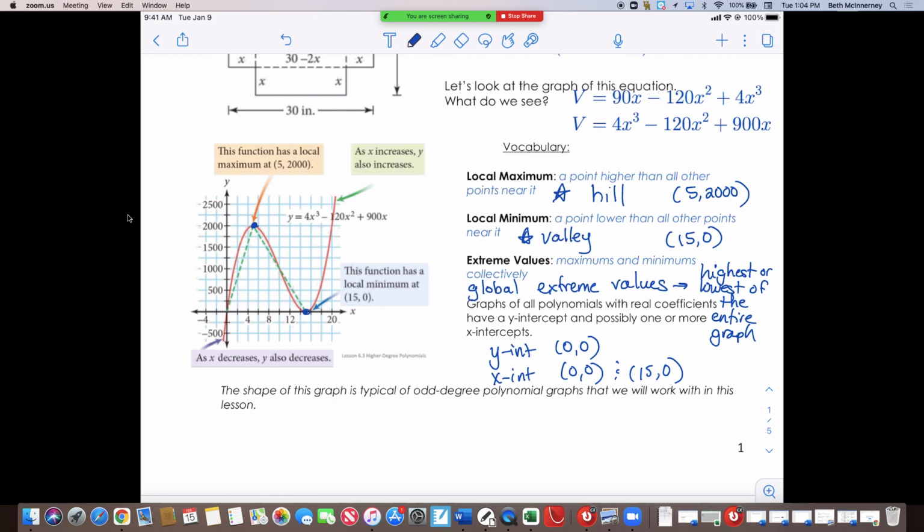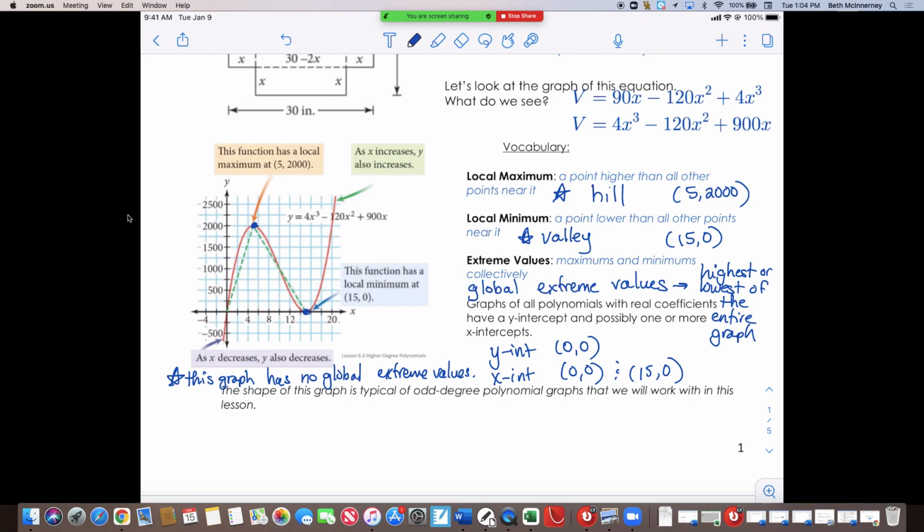So let's jot that down. This graph has no global extreme values. Okay, this graph has no global extreme values. So when you think of globe, doesn't that think of like the whole world, right? So global is the whole graph. So maybe that connection can help us.